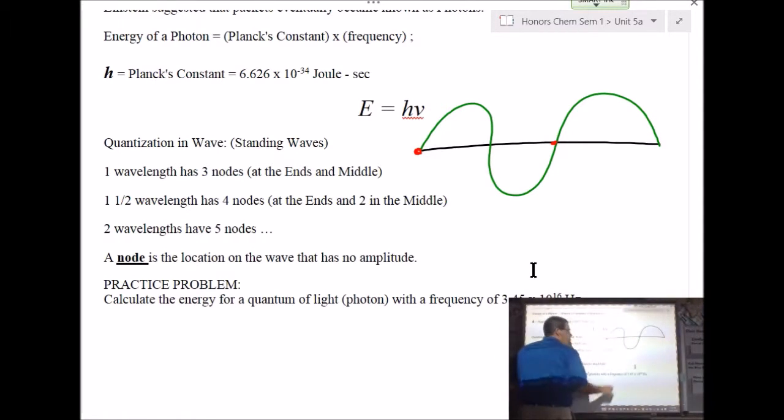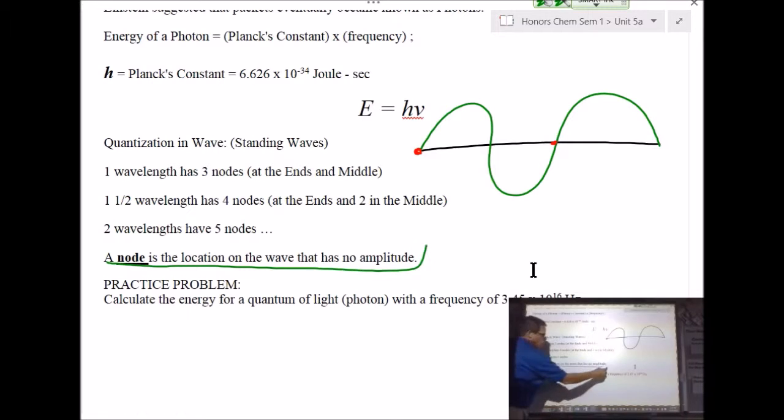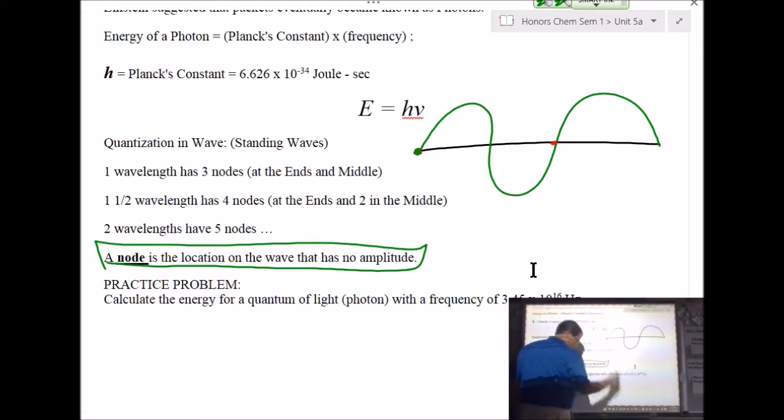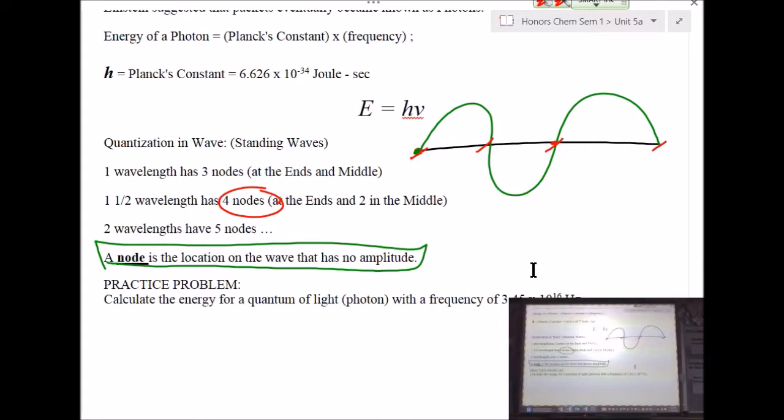So when we talk about a node, it is a point where there is no amplitude or no height. So where it intersects, that's considered a node. Let's use a different color. So there's a node, there's a node, there's a node, there's a node. So how many nodes on that 1.5? Four, very good.